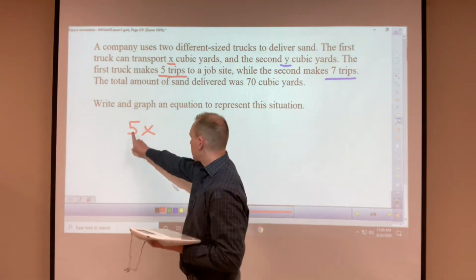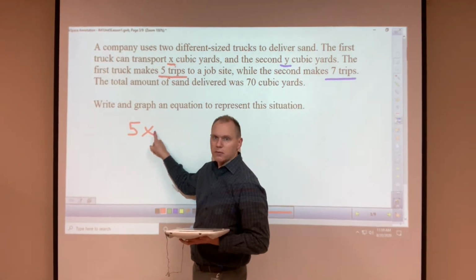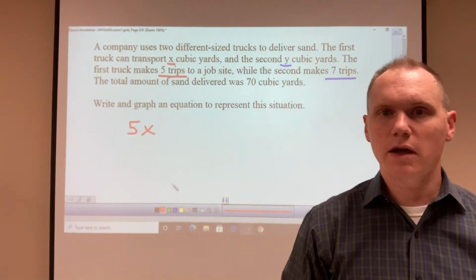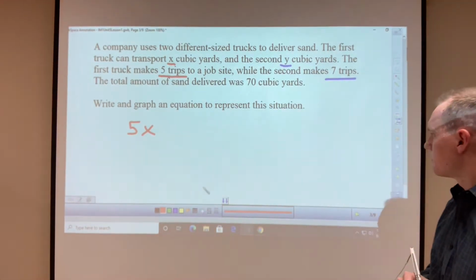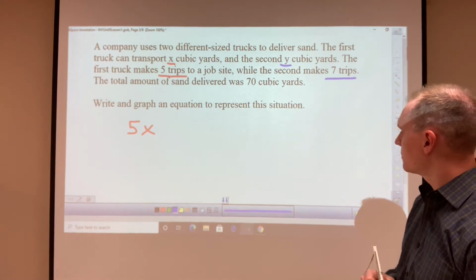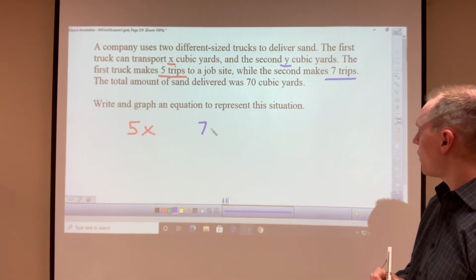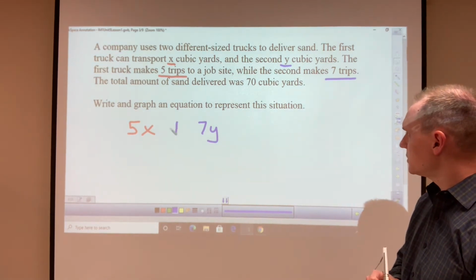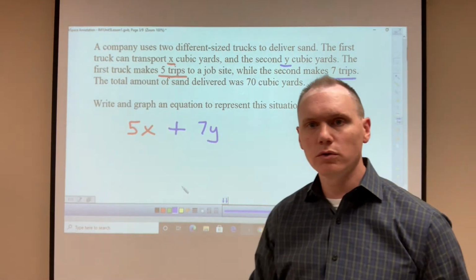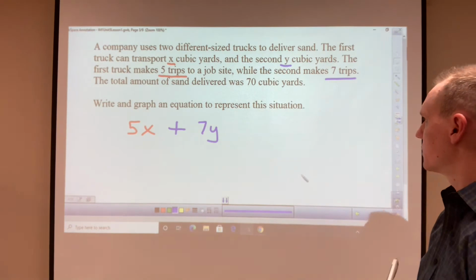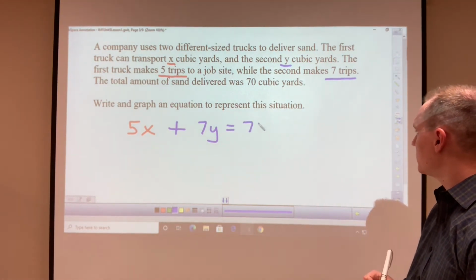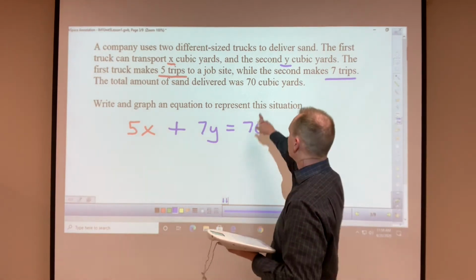So 5 trips with X cubic yards each, that makes a total of 5 times X cubic yards for that first truck. And then for the second truck, it makes 7 trips with Y cubic yards each, that'd be 7Y. Then of course we're going to add them together. When we add them together, we get the total sand that was delivered, which should be equal to 70, because that's what it says here.